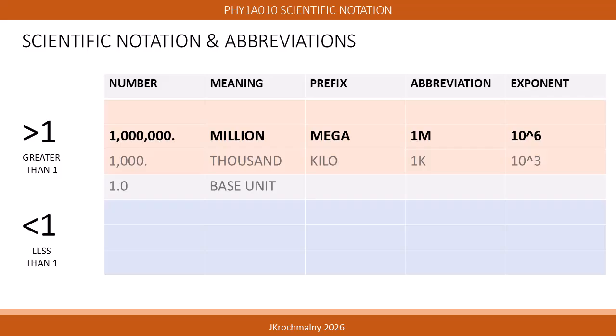Using scientific notation, 1,000,000 can be shortened to 1 capital M. 1M can be converted back to a base 10 value by placing 1 and adding 6 zeros to the right, followed by the decimal point.